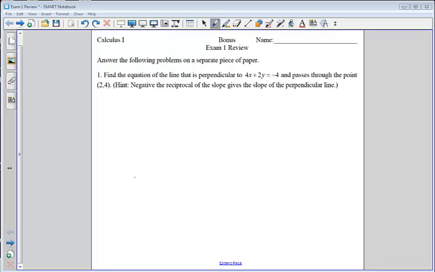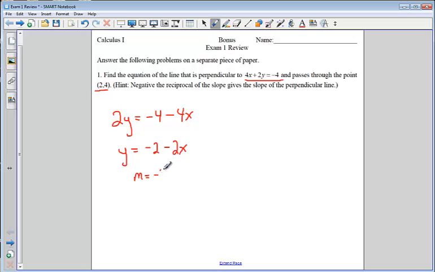This is exam 1 review, and we start with number 1, which says find the equation of the line that is perpendicular to 4x plus 2y equals negative 4 and passes through the point (2, 4). Okay, so we begin with solving this equation, and we get 2y equals negative 4 minus 4x. Divide both sides by 2, so we get y equals negative 2 minus 2x. And so we see the slope of this line is m equals negative 2. It's just the coefficient in front of the x term.